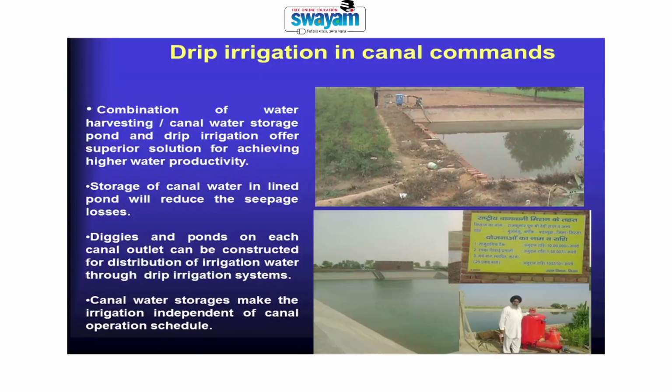Another effort by the government of India is promoting the drip irrigation system in canal command areas. In this, farmers are encouraged to use water wisely. If they are getting water from the canal system, they should use drip irrigation in all their suitable crops for enhancing water productivity.